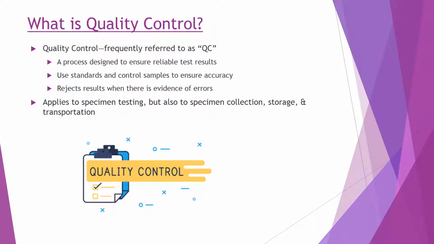You all undoubtedly hear about quality control or QC frequently. You probably also talk about it. But what is quality control really? So it is actually defined as a process designed to ensure reliable test results. And to do this, lab professionals use standards and control samples to ensure accuracy as well as reject results if errors occur. Now, we all know QC applies to specimen testing, but it also applies to specimen collection. So remember, your test results are only as good as your specimen, so we want a good quality specimen. And then QC also applies to sample storage, transport, things like that as well.